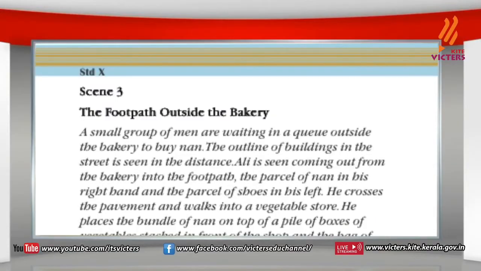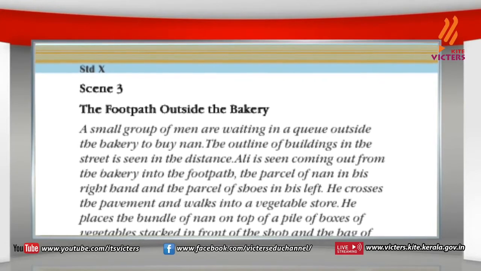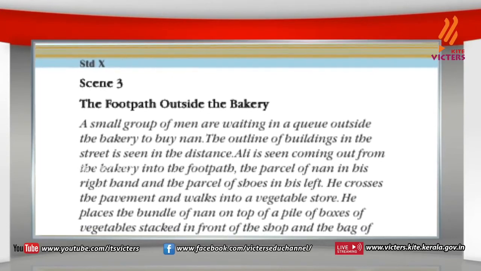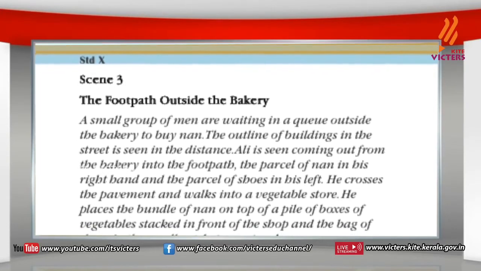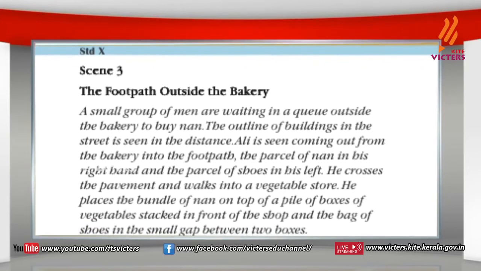Scene 3. The footpath outside the bakery. A small group of men are waiting in a queue outside the bakery to buy naan. The outline of buildings in the street is seen in the distance. Ali is seen coming out from the bakery onto the footpath, the parcel of naan in his right hand and a parcel of shoes in his left. He crosses the pavement and walks into a vegetable store.